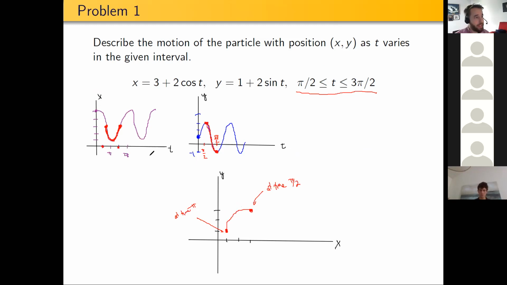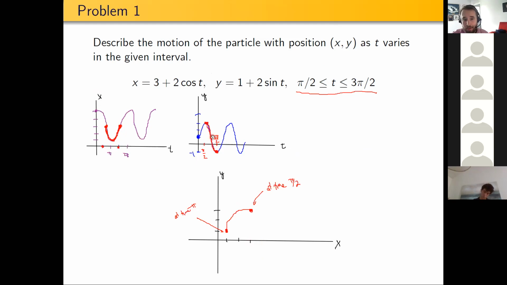Okay, the final point that we want to plot is going to be at the point 3 pi over 2. That's our ending point. And notice at our ending point, 3 pi over 2, our x-coordinate has increased again. It is back up to 3. So our x-coordinate was decreasing, but now it's increasing, and it's increasing to 3.